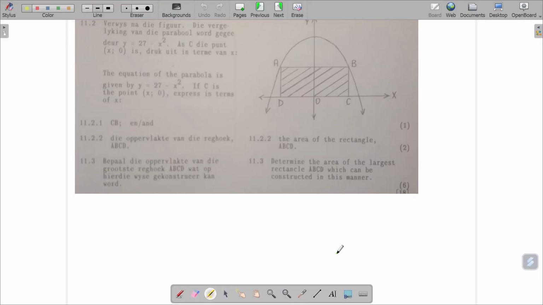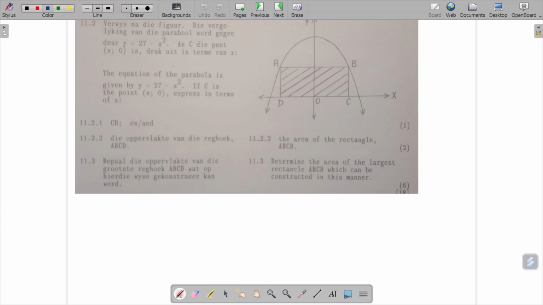Now I know that my first example here is not a real world example. It is a graph, but it is an interesting example from a graph, so I'd like to look at it quickly. Okay. The equation of this parabola is given by 27 minus x squared. We can see that it is a downward shaped parabola, what we often refer to as a sad parabola.